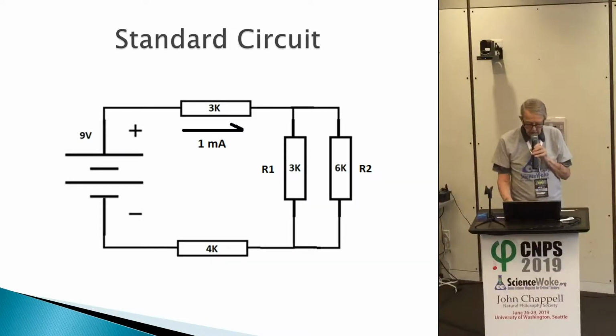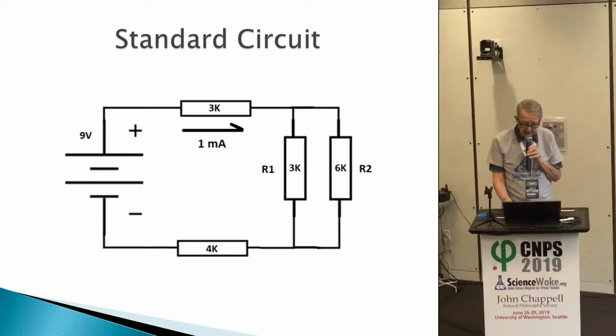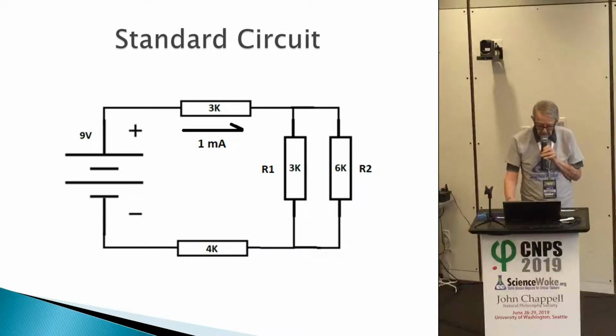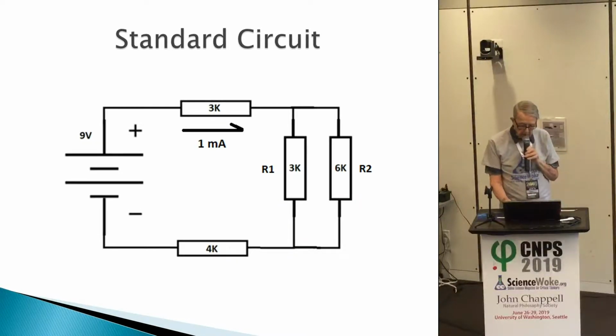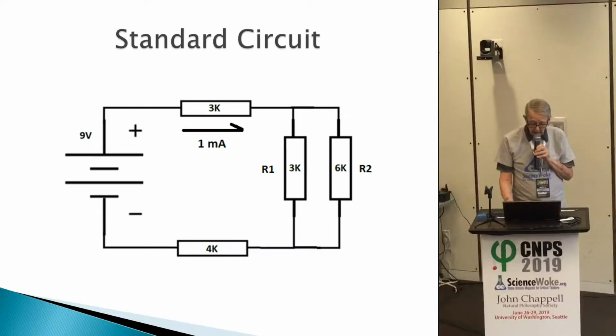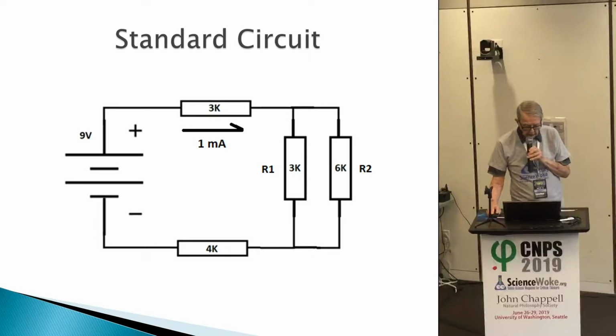This is a circuit that I am using. It's similar to one I used in the previous paper: 9 volts with a 4K and a 2K, but the 2K is made out of a 3K and a 6K resistor in parallel, and then a 3K, giving you a total of 9K ohms, powered by a 9 volt battery, giving 1 milliamp of current flowing out of the positive end of the battery and around. That's a current model.